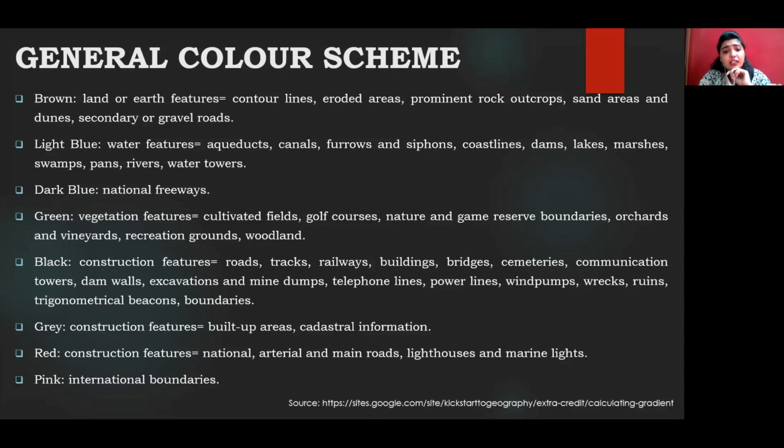You have gray color, which again shows construction features. Now gray color is areas that are recently being developed or recently being constructed. So kind of built up areas, the building which is being constructed now will be shown by gray color. There are certain cadastral information that will be shown by gray color.